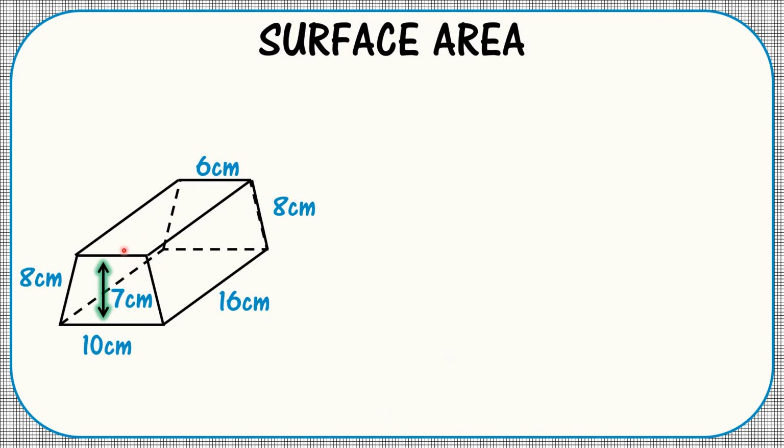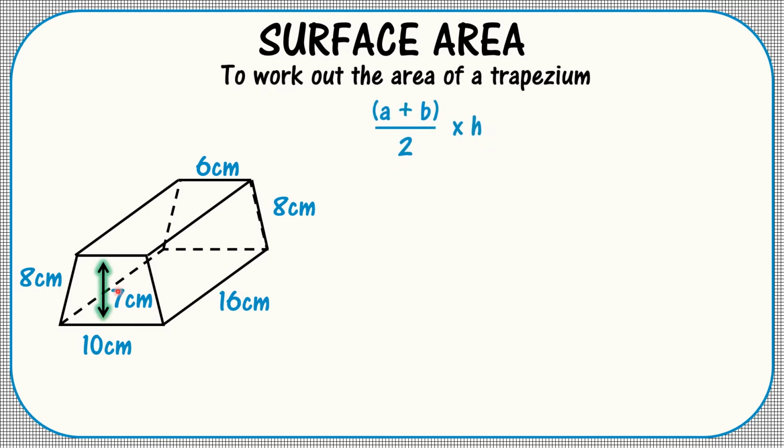Again, what we are trying to do is work out the area of each specific face and then add it up. This front face is a trapezium. What you need to remember about a trapezium to work out the area is (A plus B) divided by 2, times by H. A is this top length, B is this bottom length, so it's the parallel length. You divide that value by 2 and then you times it by H, and H is the perpendicular height.